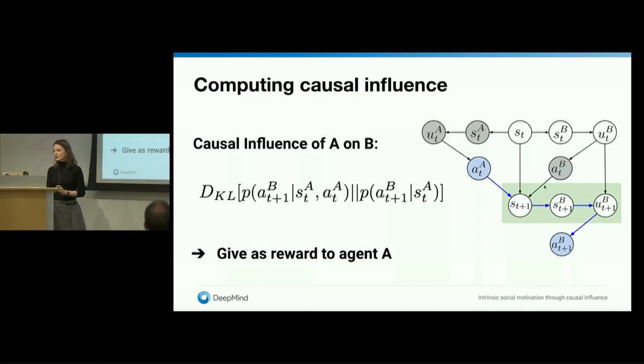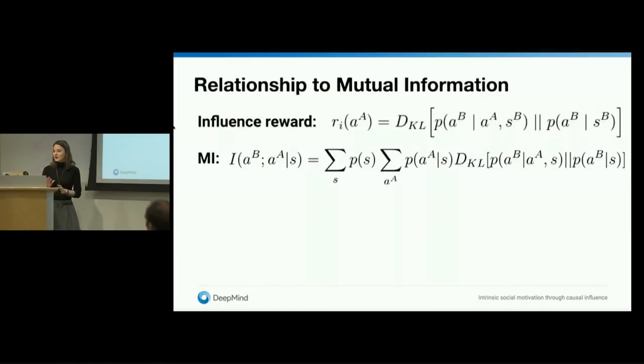This very complicated graph shows that this is actually measuring the causal influence of agent A on agent B, because you can see, if you're into causal reasoning, there are no backdoor paths between the action of agent A at time step T and the action of agent B at time step T plus 1, because they're blocked by these collider nodes. So I'll just gloss over that. I don't know if anyone cares about causal reasoning. Oh, I guess maybe you guys do. OK, sorry.